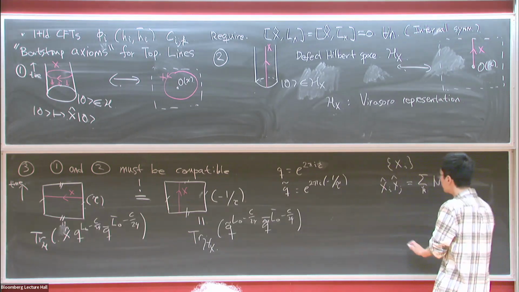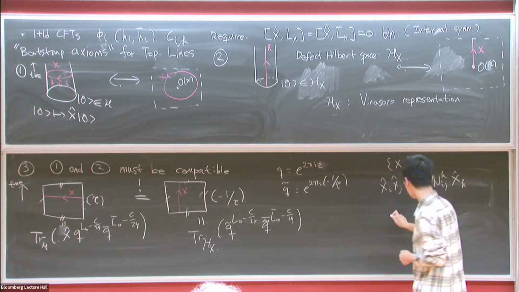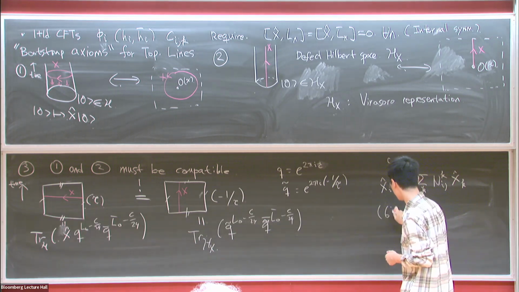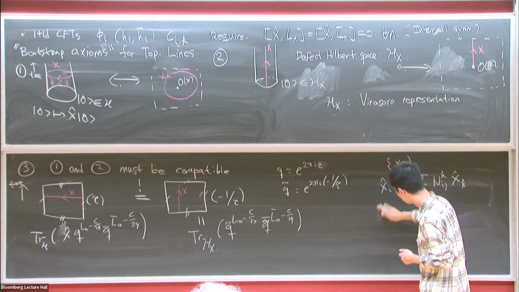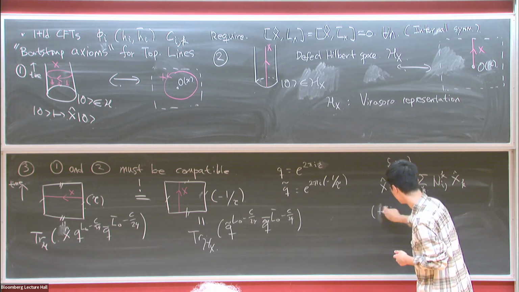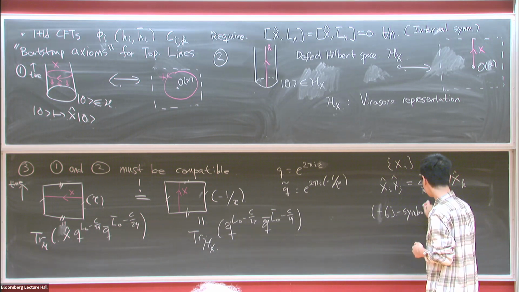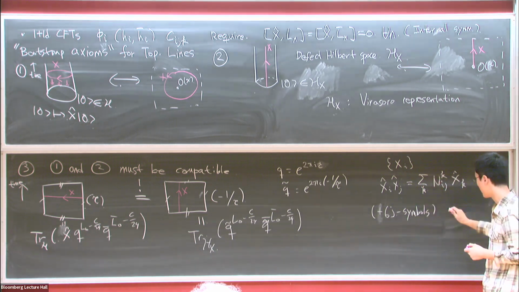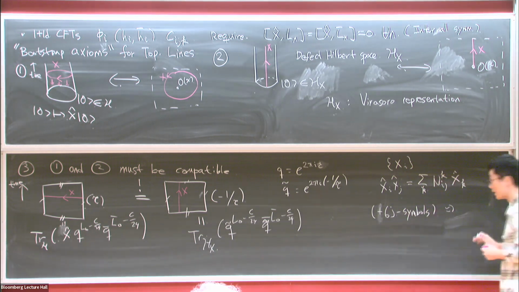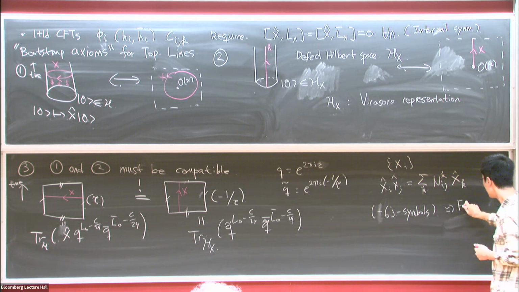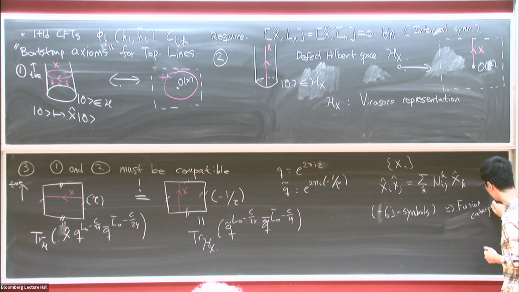And with some more data that I'm not gonna explain, there are more refinements to this data, which are called 6J symbols. This combined data defines something called a fusion category in the mathematics literature.